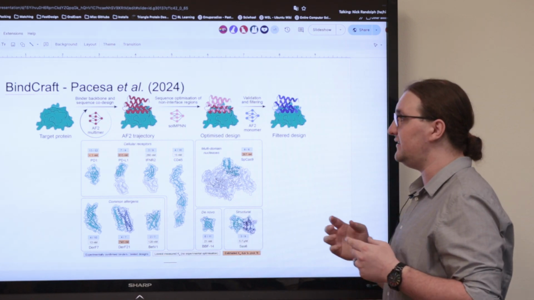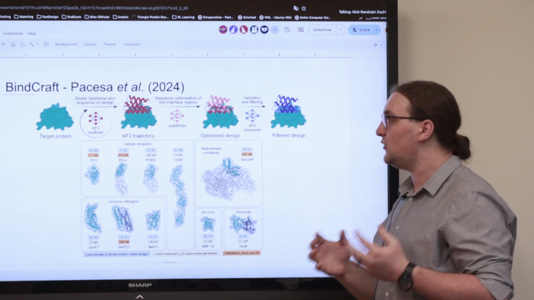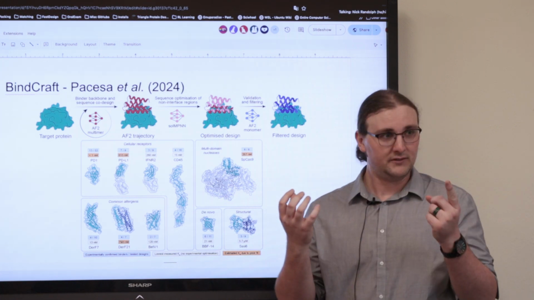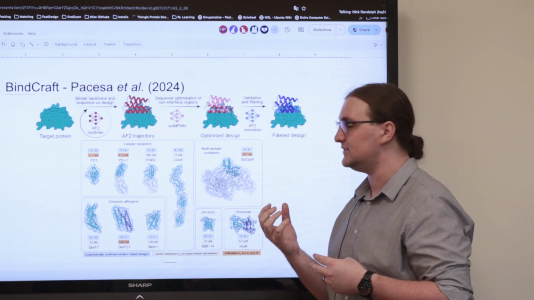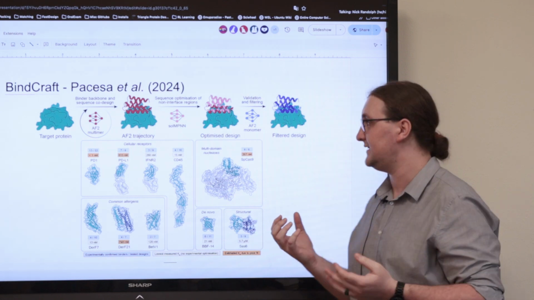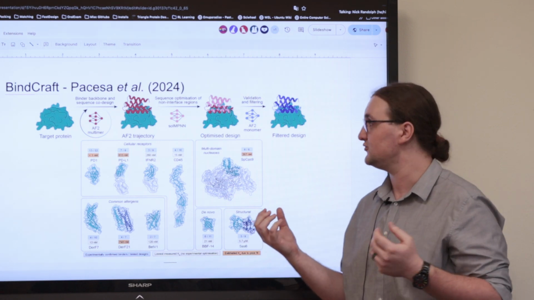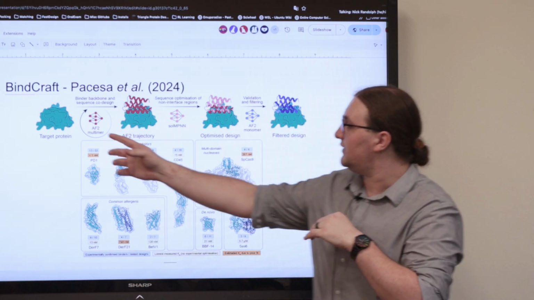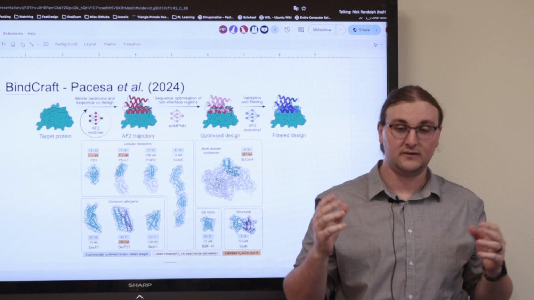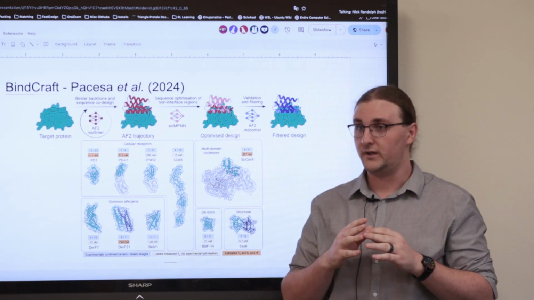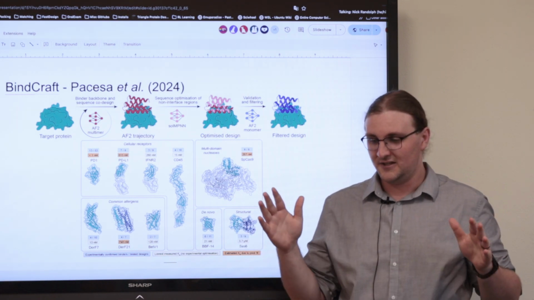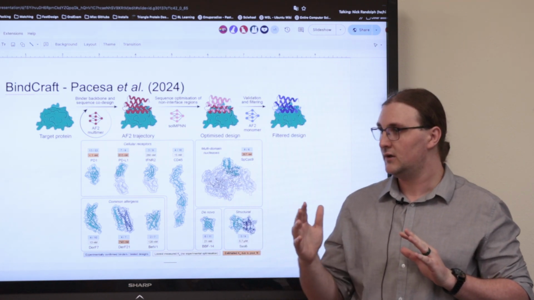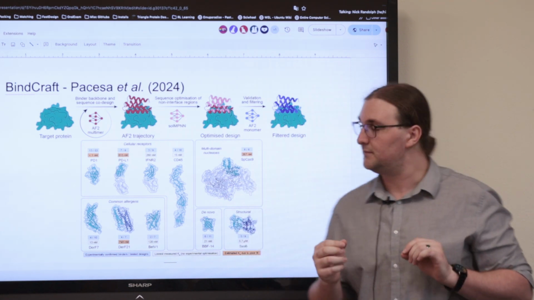So what we do here is backpropagation through the network. So we tell the model what we want to see. We want a binder with high confidence, a nice amount of interactions, low PAE, etc., maybe some other differentiable constraints. And we make a prediction. So we have random noise for the initial sequence. This is continuous noise, so it's actually not a discrete sequence. It's 20-dimensional because it's L by 20 now. So there's a probability for each amino acid.